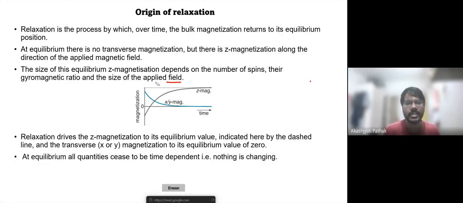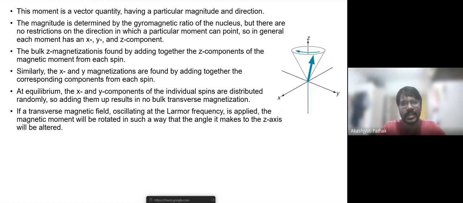This is the equilibrium value, which is denoted in this figure by the dash line, and the transverse magnetization to its equilibrium. So the transverse magnetization will become zero at equilibrium, and the longitudinal magnetization will attain an equilibrium value, and this is called the equilibrium magnetization. So at equilibrium, all quantities cease to be time dependent. That is, nothing is changing.